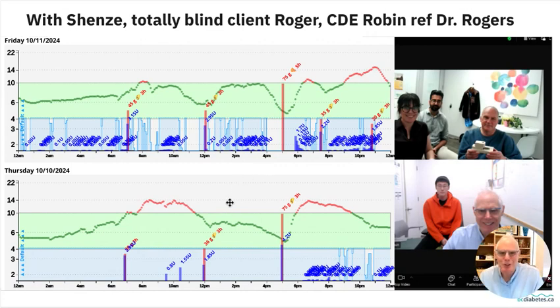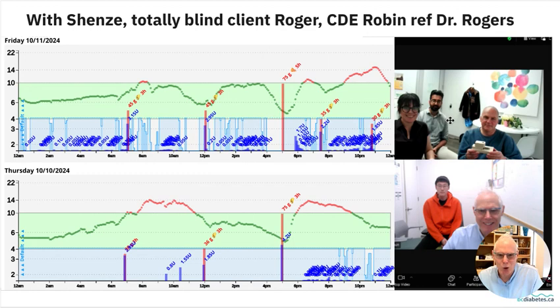This example is with a client called Roger. Roger is totally blind. He told me I could use the blind word. He can't see, and he hasn't been able to see. He's in his, I think, early 50s. He went blind when he was 26. 20 years of diabetes, boom. Anyway, with the help of his CDE Robin, shown here, and his referring doctor, Dr. Rogers, not shown. This is an endo fellow in Calgary.